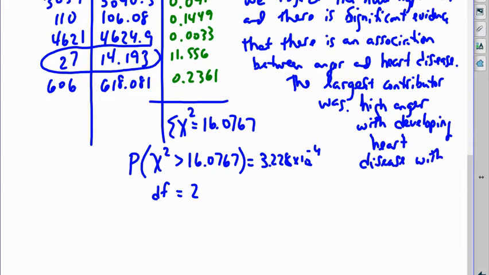with, remember, always support. I was about to write always support with a number. So with a chi-squared equal to 14 point, oh wait, no, that's the expected count, with a chi-squared equal to 11.556. So I would definitely tell people who have high anger to get some help, because there seems to be an association with that.